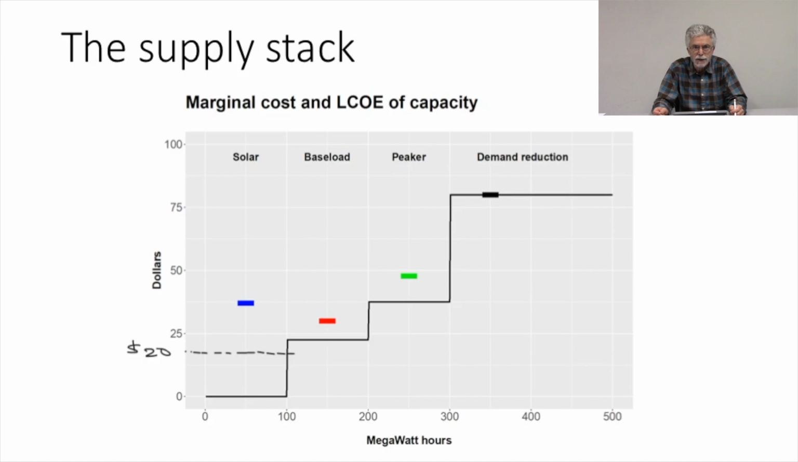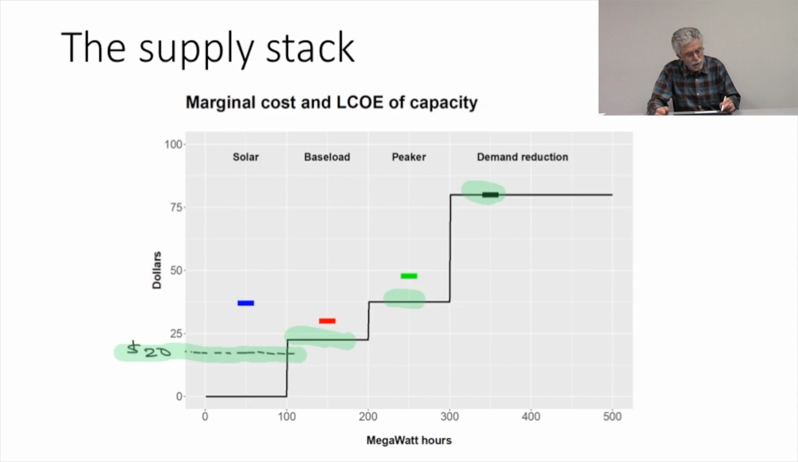Well, let's go to our supply stack and see. There's an offer outstanding on the India Electricity Exchange for power at $20 per megawatt hour. What's your response? Well, it's certainly not going to be demand reduction. That's $80 per megawatt hour. Peaker's too expensive. What about baseload? Baseload fuel costs are $22.50 an hour. So you're not going to run baseload at a $20 price because you'd be losing money on each megawatt hour you generated. How about solar?